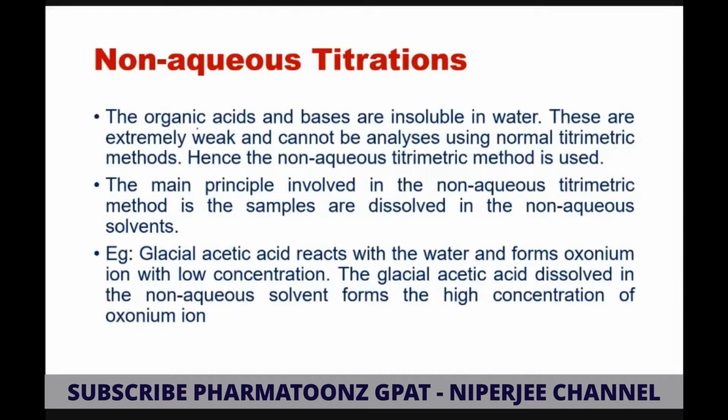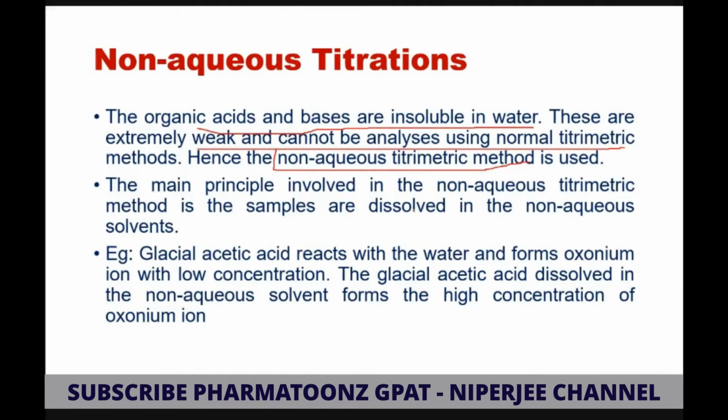So certain organic acids and bases are insoluble in water. These are extremely weak and cannot be analyzed using normal titrimetric methods. So for that, non-aqueous titrimetric methods are used. As we discussed in acid-base titration, weak acid and weak base cannot be titrated. So for that, we have to use non-aqueous titration, where we can convert weak acids to strong acids. For that, we have to use various solvents that we'll discuss in the next slides.